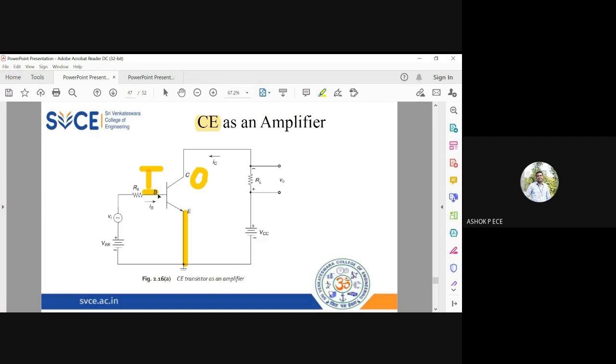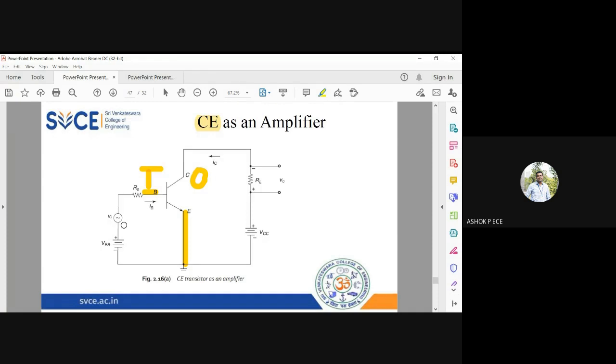For the base, you know how to connect an NPN transistor: base is of P type. Emitter base junction is forward bias. So base will be connected to positive, emitter is connected to negative. This is the supply for your transistor function. Transistor is an active device, right? Without power supply, transistor cannot function. So for the functioning of transistor, you need to give a DC supply. That DC supply is given here, VBB.